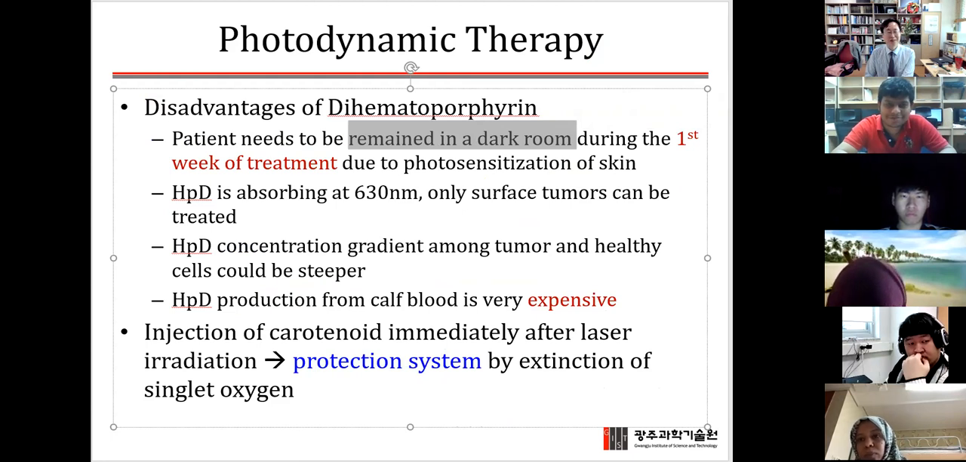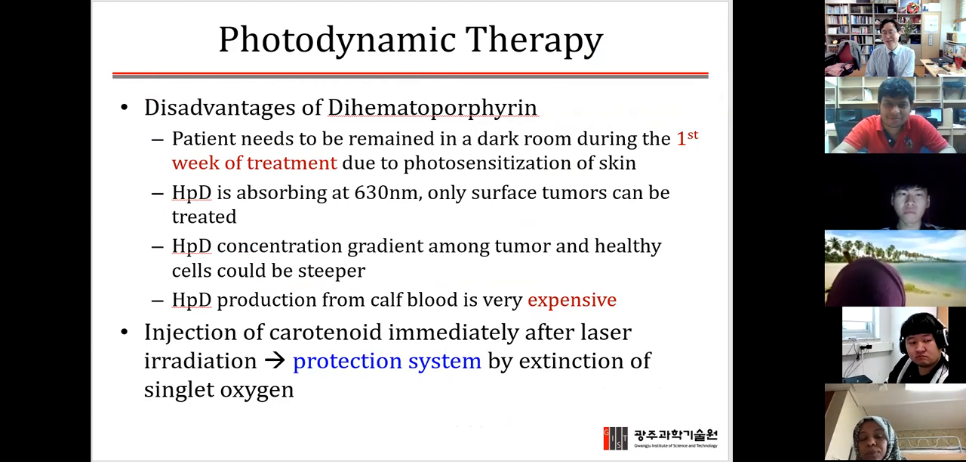which is terrible. If you just imagine that you have to be in the dark room for a long time, the only thing you can do is, I don't know, sleep. But you cannot have a 24-hour sleep. So it's not going to be easy for the patient. So that should be not only before the PDT, but also after the PDT.